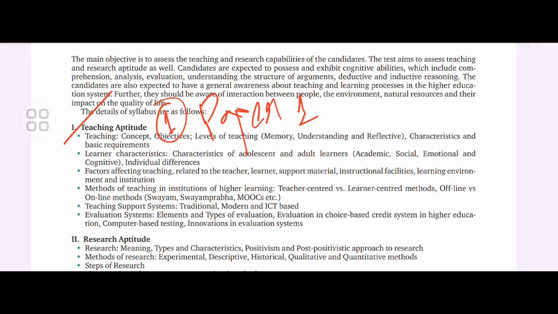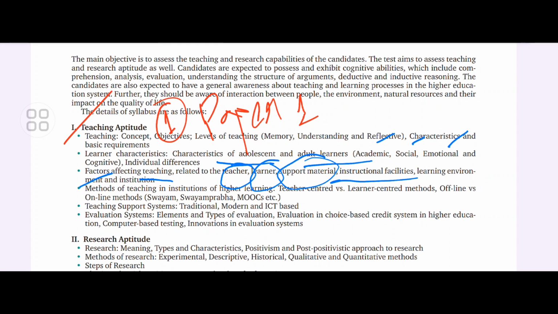Now there are certain learner characteristics. What are they? Characteristics of adolescent and adult learners: the academic point, social point, emotional point, and cognitive point. Cognitive means the behavioral point, and individual differences are there. Then in teaching aptitude we learn the factors which affect teaching, which are related to the teacher, the learner, support material, and the instructional facilities being provided, and how the learning environment should be in an institution, because it varies from one prospect to another.